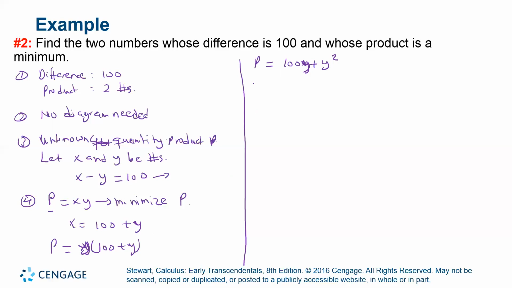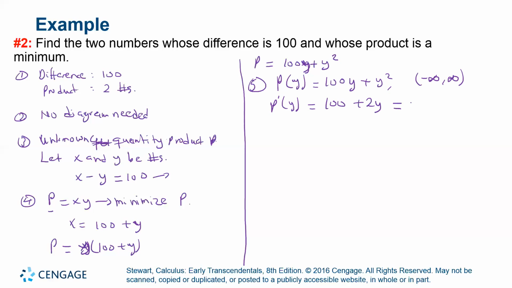Okay, then step 5 is that we have to maximize it. So first, now we have P as a function of Y. So let's find P prime. By the way, what's the domain of this? This is all real numbers, because it could be any number. Okay, so the domain is all real numbers. So let's differentiate this with respect to Y. That gives us 100 plus 2Y. And set this to 0.